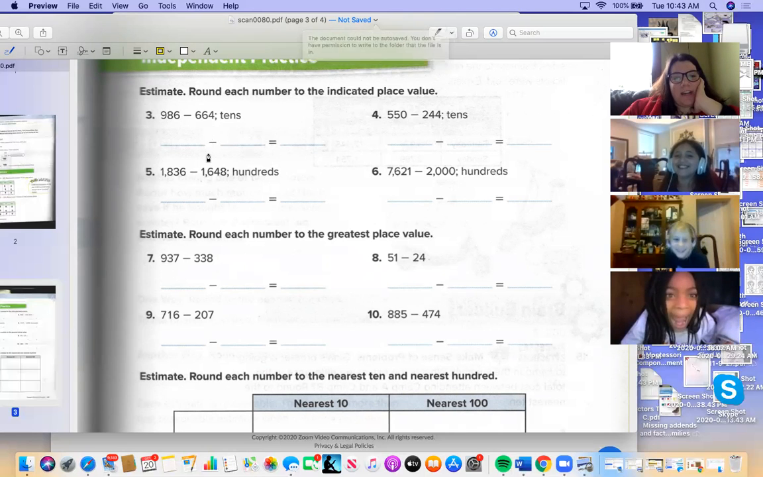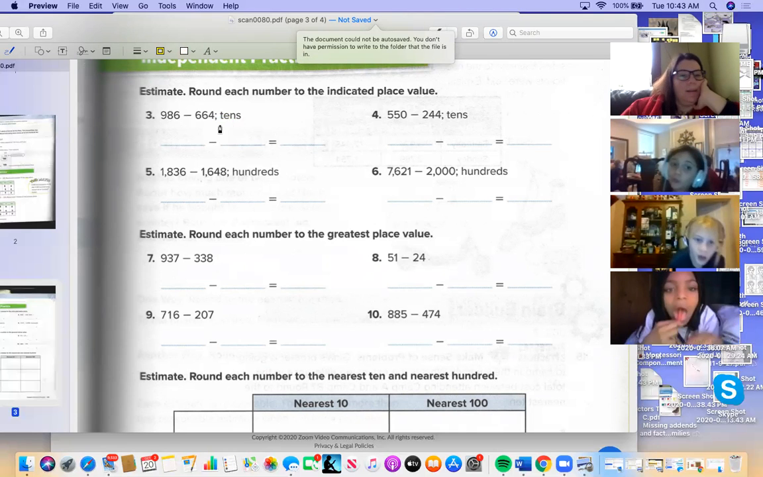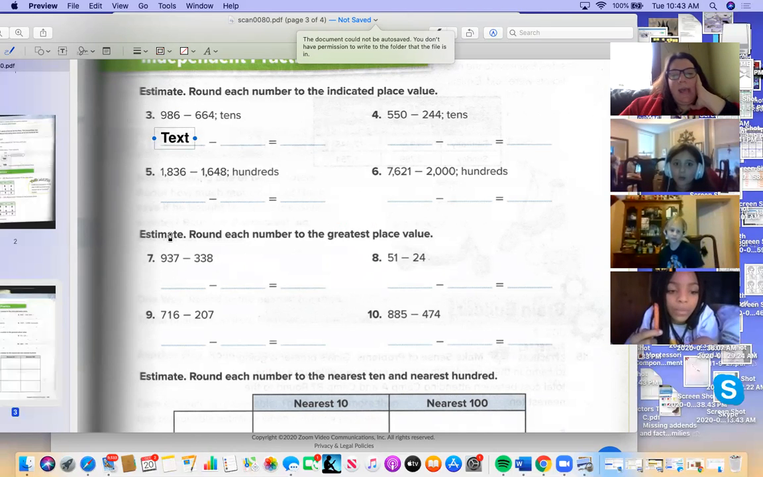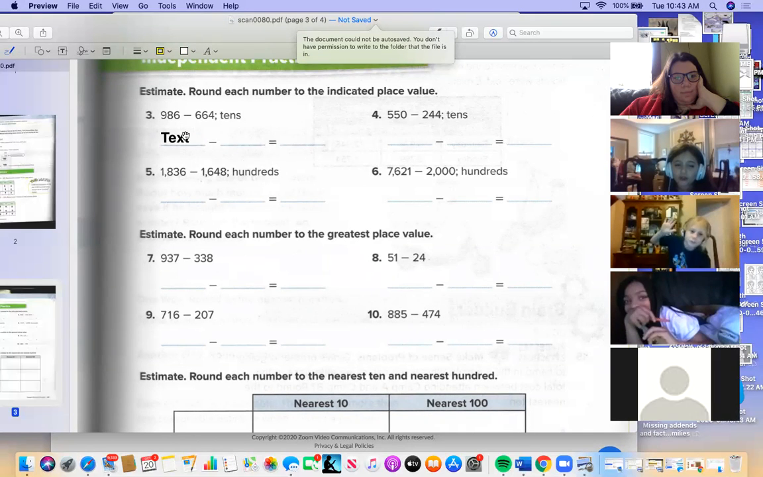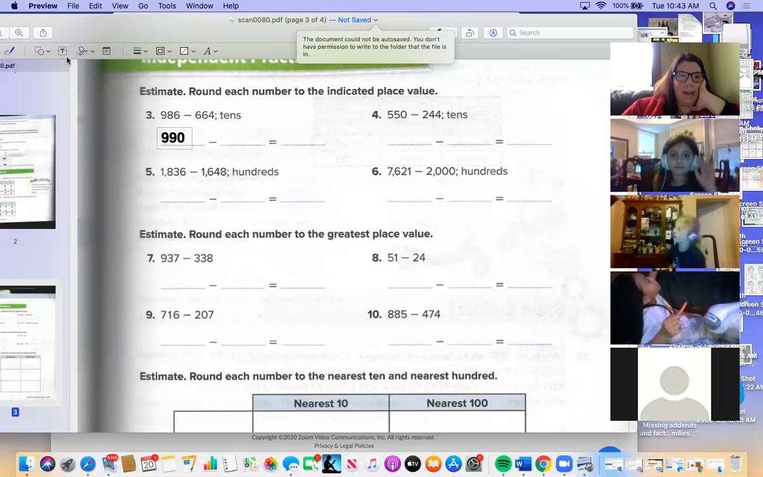All right, 986 minus 664 rounded to the tens place. It'll tell you on these what we're rounding to. So 986 is going to round to what if it's rounded to the nearest 10? Stay on the floor. Charlotte? 990.